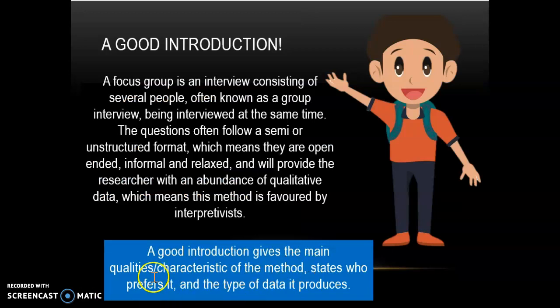So a good introduction gives the main qualities or characteristics of the method, who prefers it, and the type of data it produces. So here we go. A focus group is an interview consisting of several people, often known as a group interview, and they're being interviewed at the same time. The questions often follow a semi or unstructured format, which means they are quite open-ended, informal and relaxed, which is a clear strength, and will provide the researcher with an abundance of qualitative data, which means this method is favoured by interpretivists. And what you're doing there, you are getting some key knowledge out of the way of the method, because remember, you've got to show strengths and weaknesses of the method as well as that application.